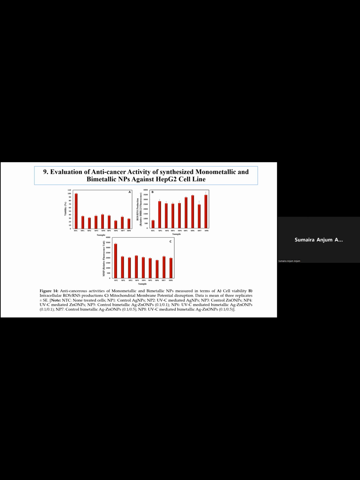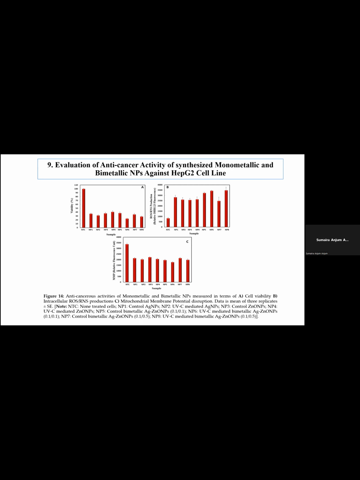Further, to find out the possible mechanism of these anti-cancerous activities, we studied the production of ROS, reactive oxygen species, and reactive nitrogen species. The results of the production of reactive oxygen and reactive nitrogen species correspond mainly to the cell viability. The maximum production of ROS or RNS, which causes oxidative stress to the cancer cells and leads to the apoptosis of the cancer cells, was also observed in the bimetallic nanoparticles NP6 and NP8.